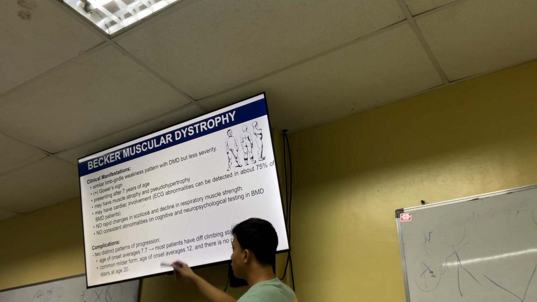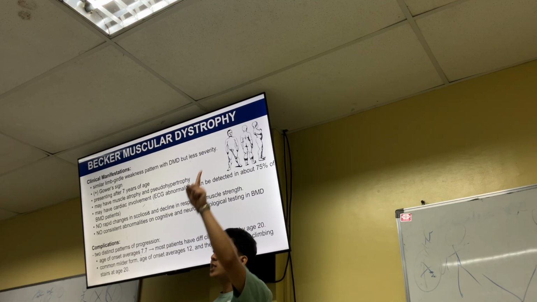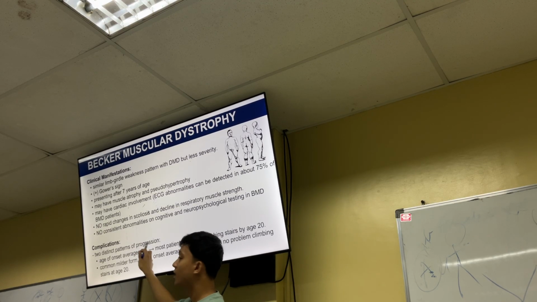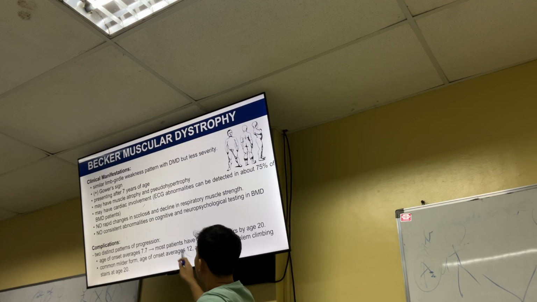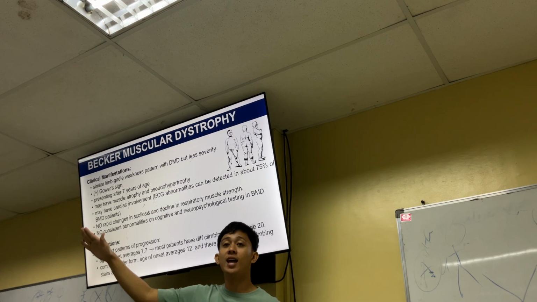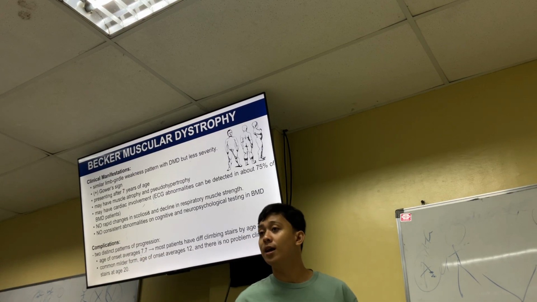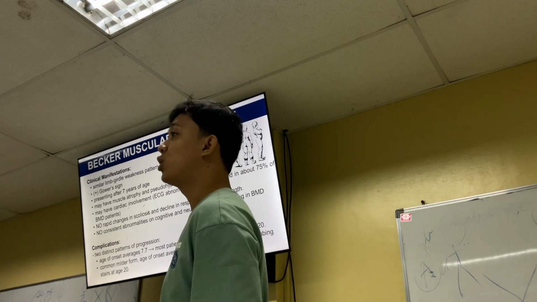There are two distinct patterns of progression because the age of onset depends on the disease. For Duchenne it is around 7, while for Becker it can be 12 years old, and it can still manifest in adolescence. So by age alone, you can differentiate Becker from Duchenne.